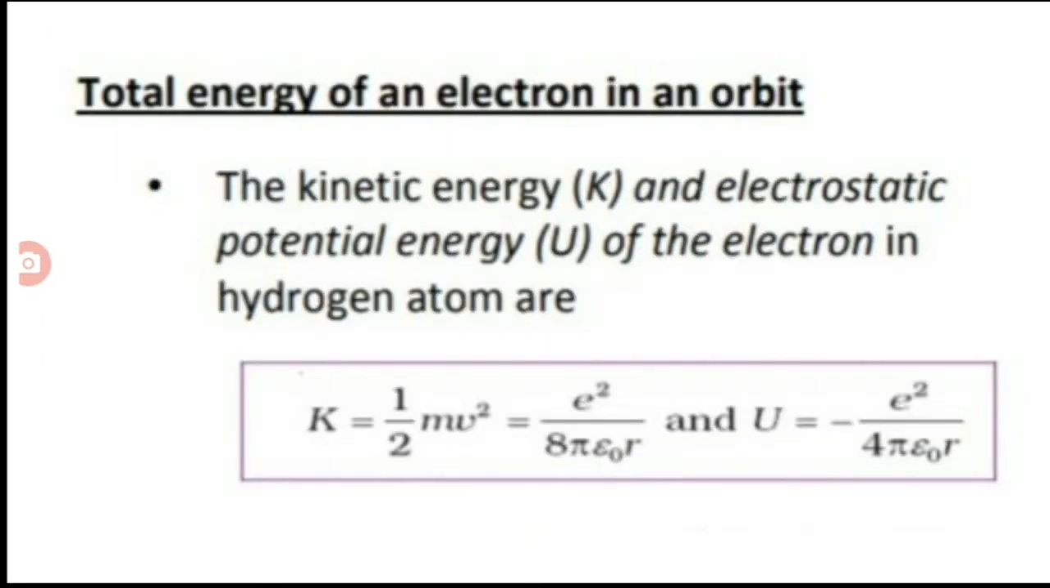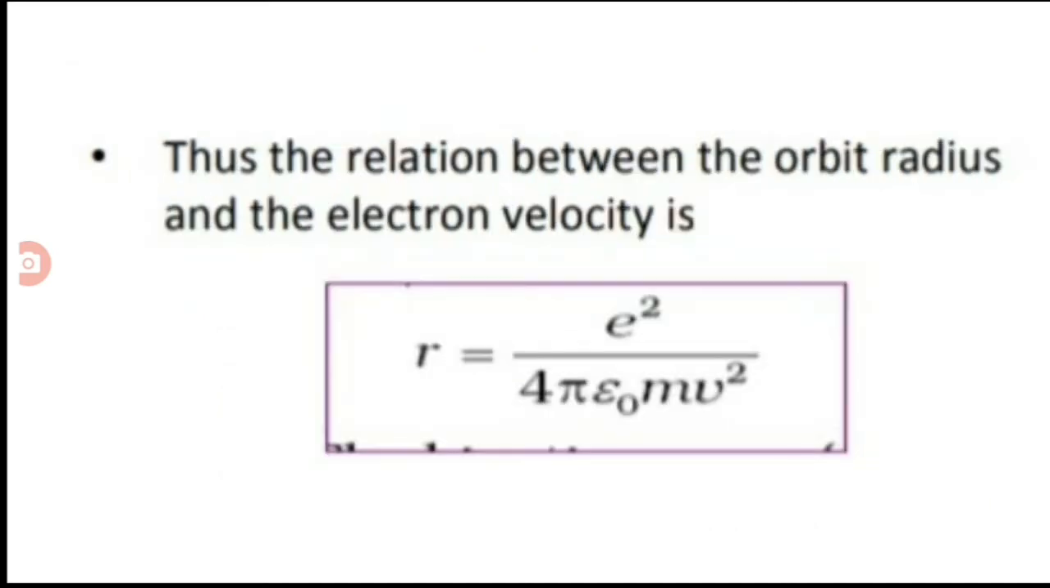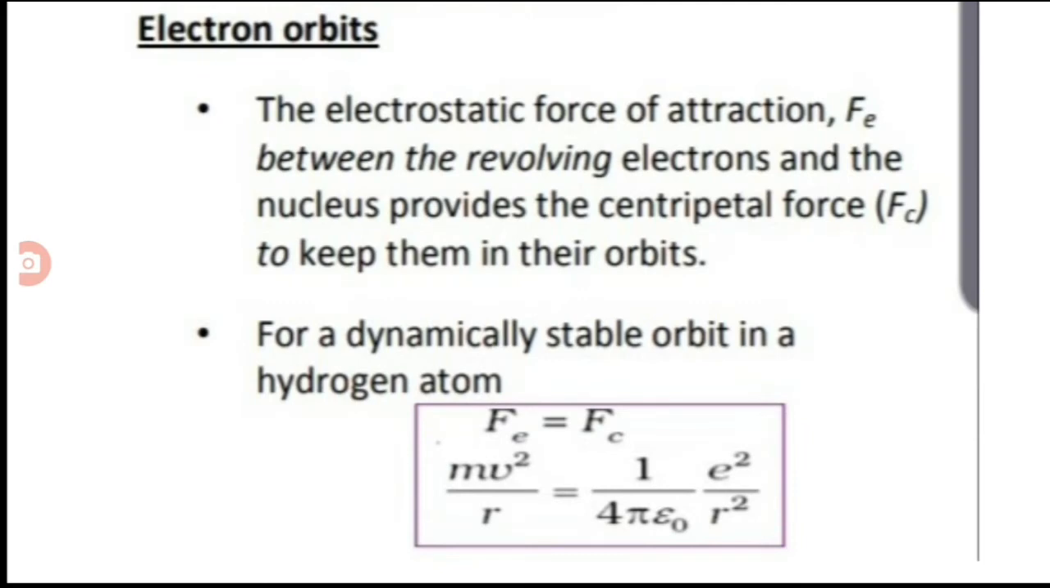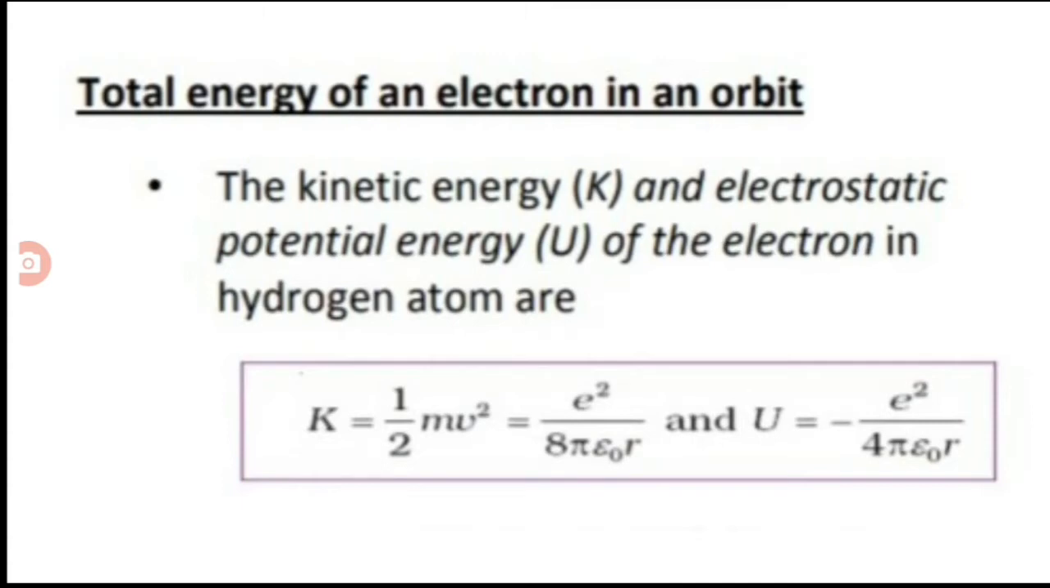Now let's find the total energy of an electron in an orbit. The kinetic energy and electrostatic potential energy of the electron in the hydrogen atom, we can write them as K, that is the kinetic energy, half mv square. From the previous expression, mv square by r equal to 1 by 4 pi epsilon 0 e square by r square. Rearranging this equation, we can write the expression for half mv square, and we get it as e square divided by 8 pi epsilon 0 r.